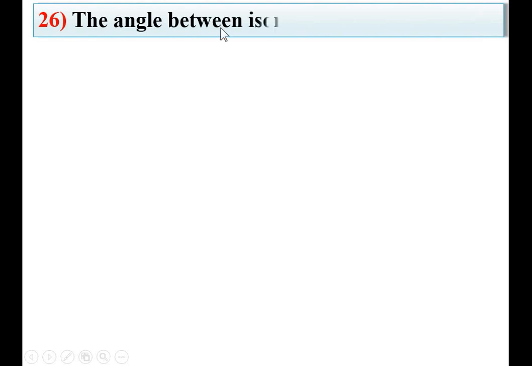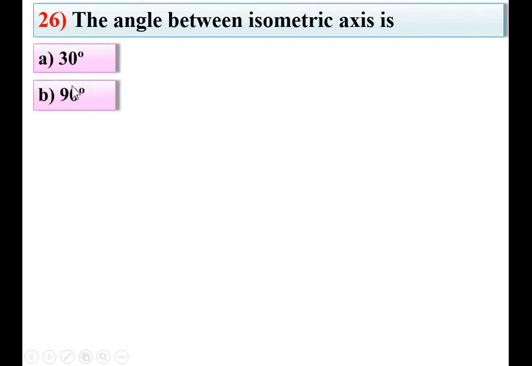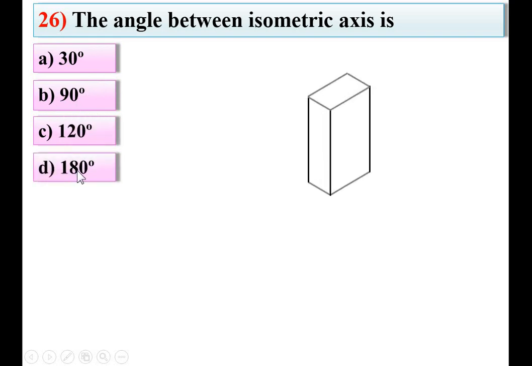Next, the angle between isometric axes is: option 30 degree, 90 degree, 120 degree, 180 degree. This is the isometric view, and you can see these are the three isometric axes. So that you can imagine now the angle will be 120, 120, 120. So C is the right answer. And as you know that in isometric view, these three isometric axes are represented as length, height and depth.